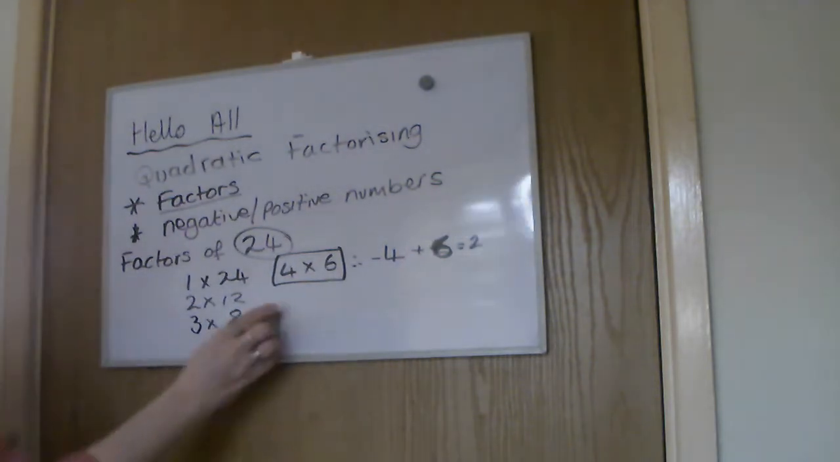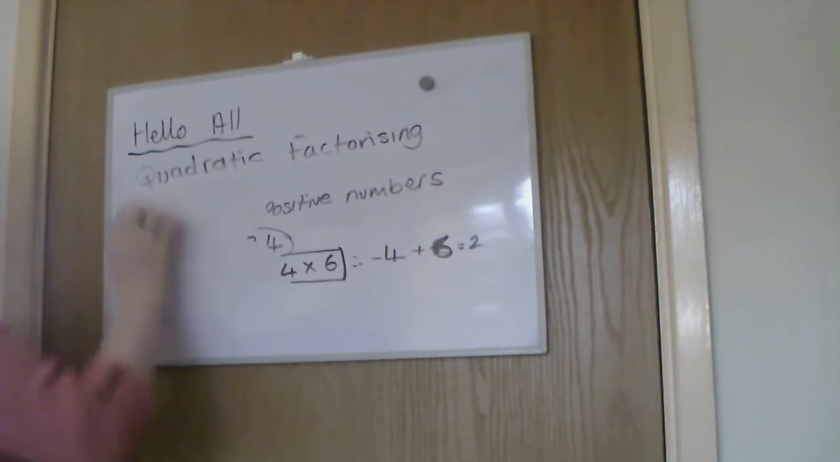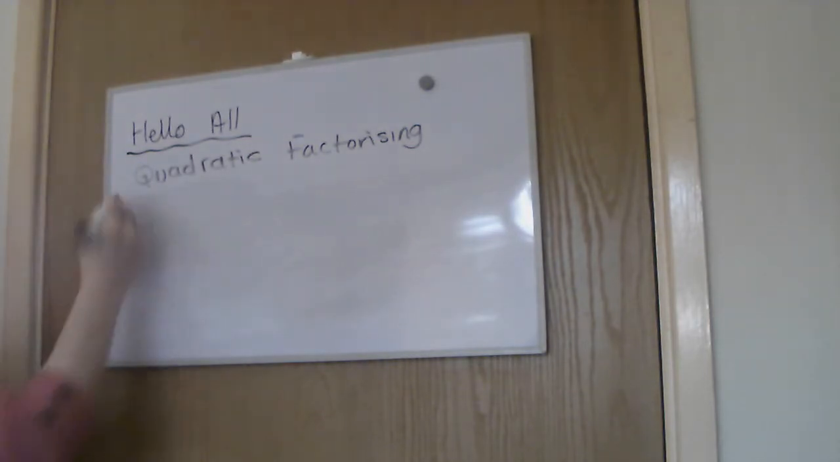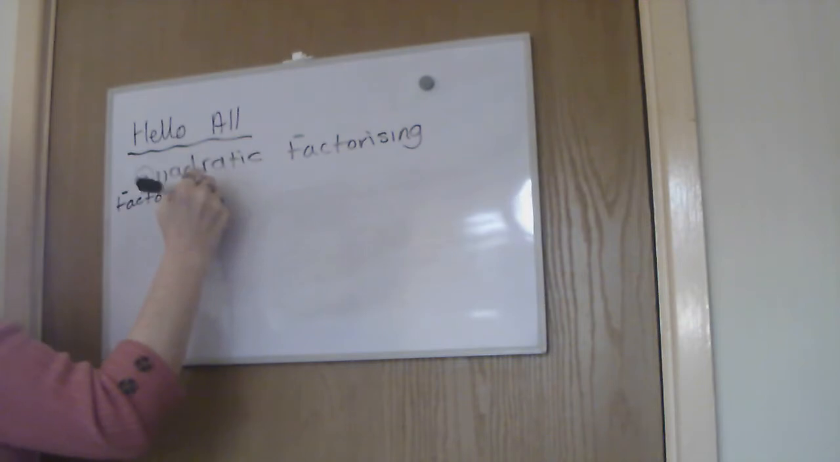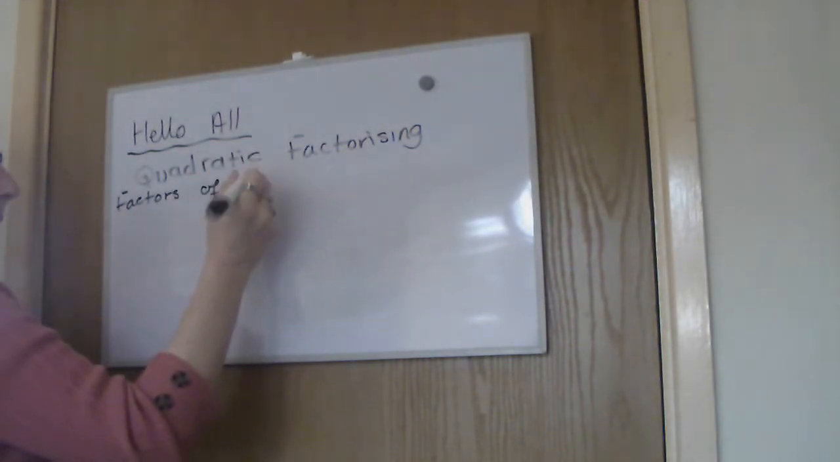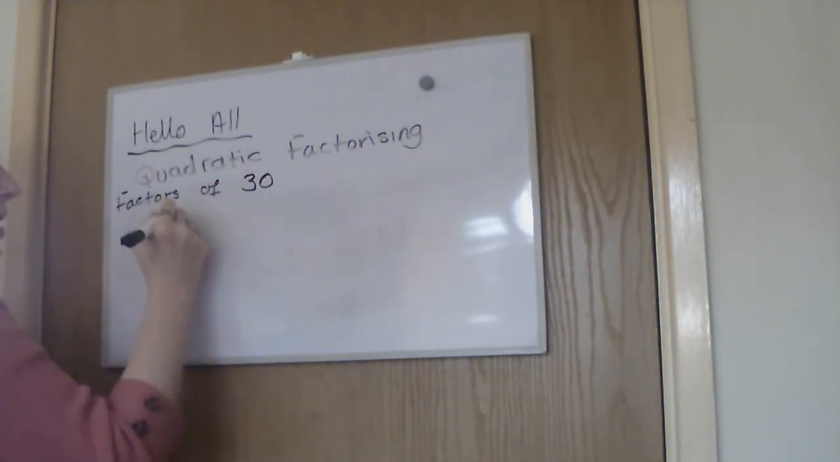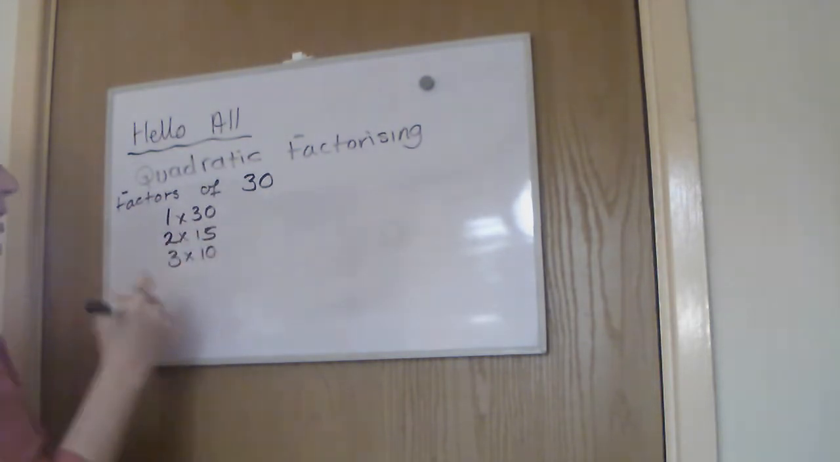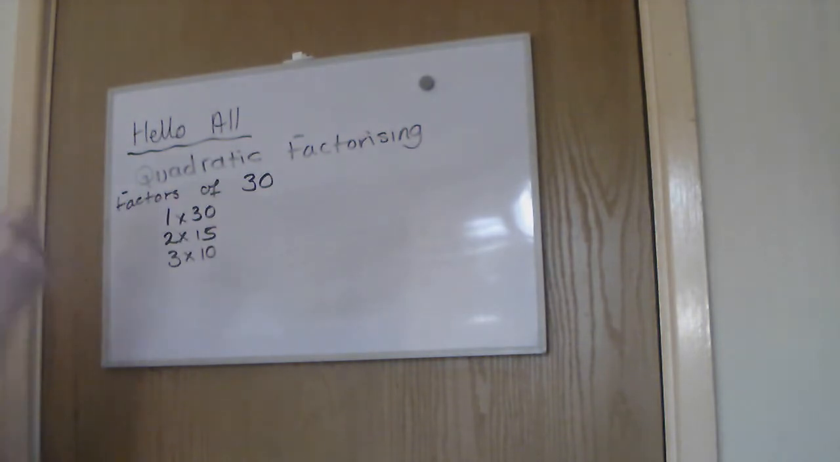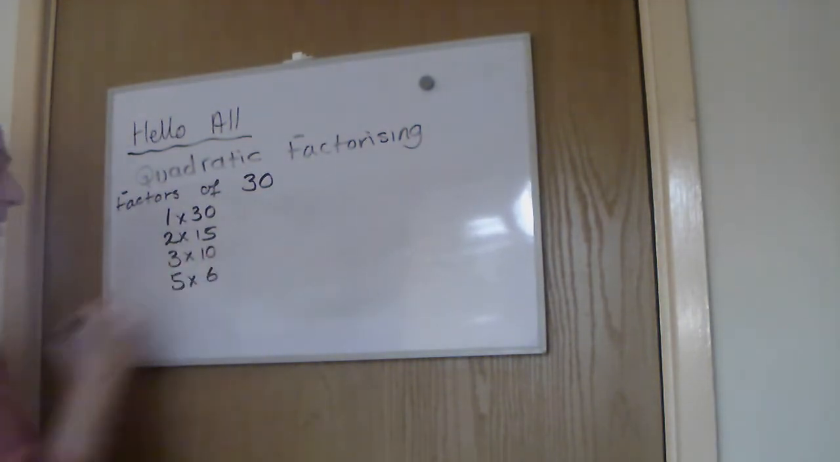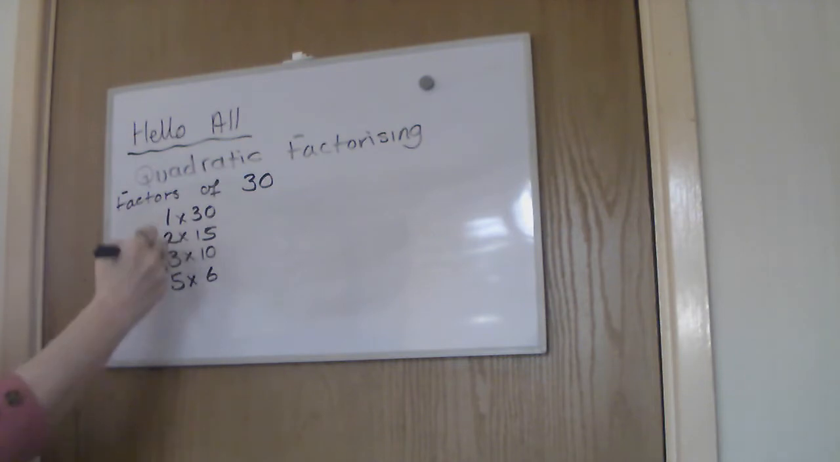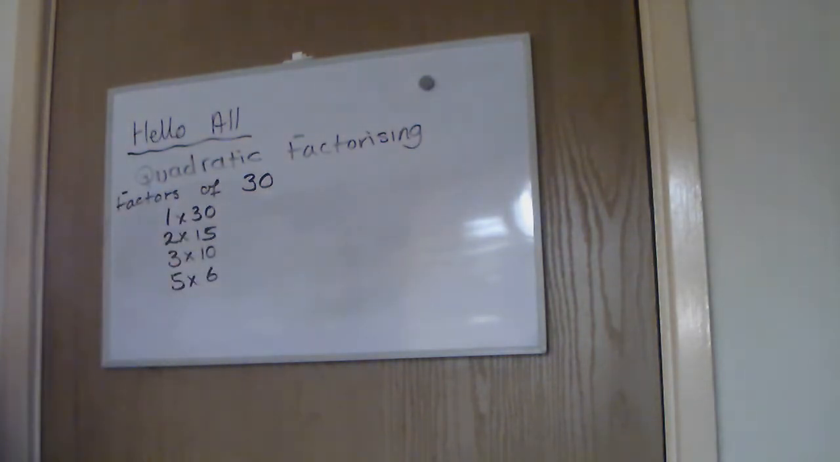So let me just get my board up. Let's have another quick look. Another look at that. So, factors of, let's go 30. Okay, 1 times 30, 2 times 15, 3 times 10, 4 won't go into 30, 5 will, 5 times 6, 6, we're back, okay? Now I keep it in this order because it makes it nice and easy. I can check my times table.